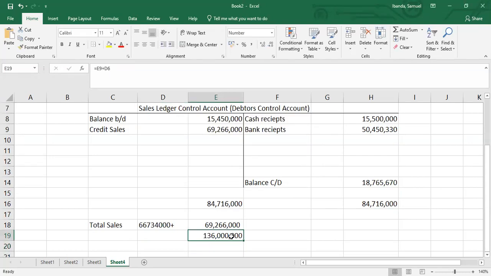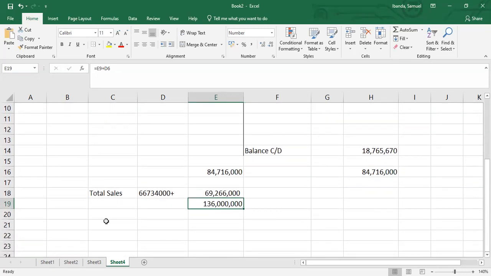So this gives us 136 million. Okay, it gives me 136 million. Now, I want you to pay good attention and remove any distractions, because the next step is again something for you to learn.